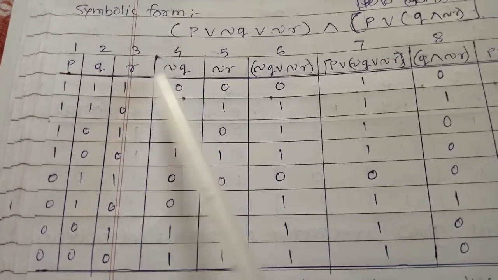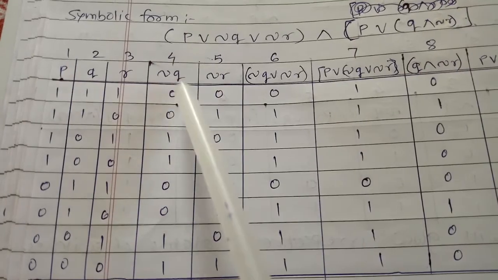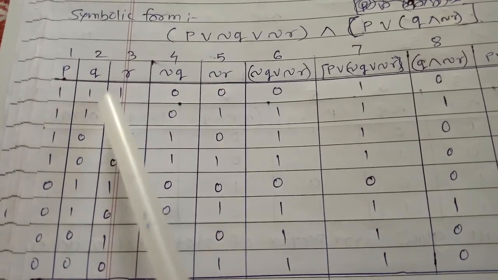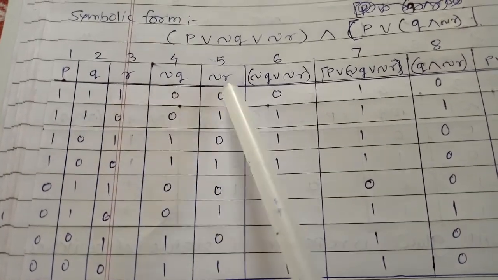So negation Q and negation R. So we can write it. You know how to write this one. So you have to write the opposite of this Q and the opposite of R.